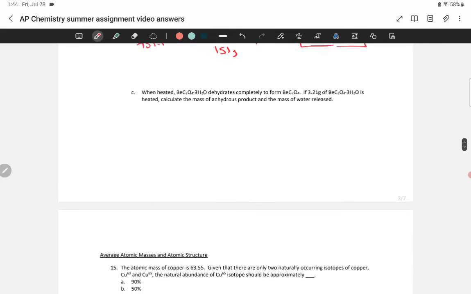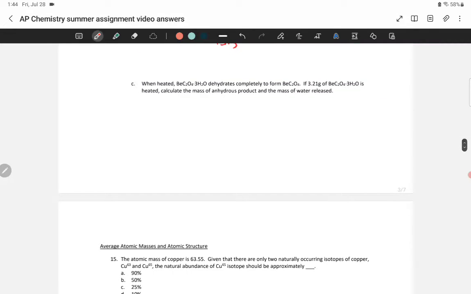Okay. Part C, we have a hydrate. The hydrate has been heated, so it's going to lose all of its water. 3.21 grams of the hydrate is heated. Calculate the mass of the anhydrous. The anhydrous is after it loses all of its water. Okay, so the only piece of information we have to go on is the hydrate. And we had already figured out that the hydrate weighs 151 grams per mole.